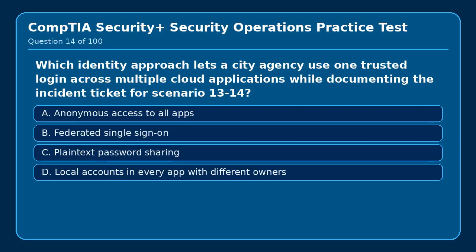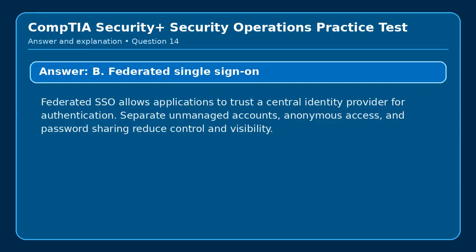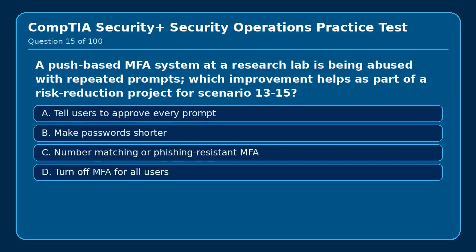Question 15. A push-based MFA system at a research lab is being abused with repeated prompts. Which improvement helps as part of a risk reduction project for scenario 13-15? A. Tell users to approve every prompt. B. Make passwords shorter. C. Number matching or phishing-resistant MFA. D. Turn off MFA for all users.